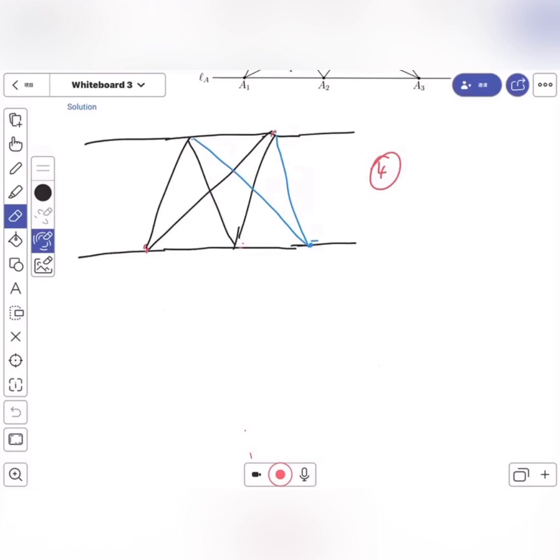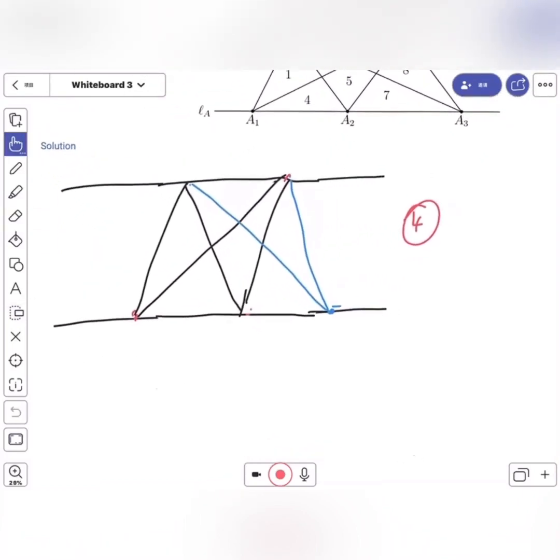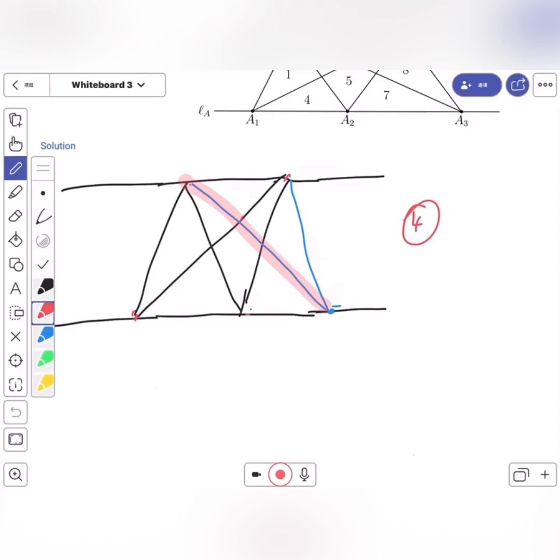So now let me zoom in on this diagram. We're going to focus on this line right here. This line intersects this line and this line. And we also have this other blue line, which creates a new region, right? This part.